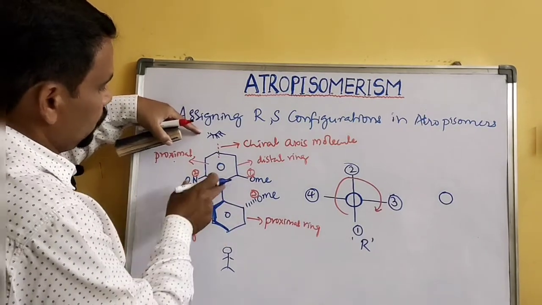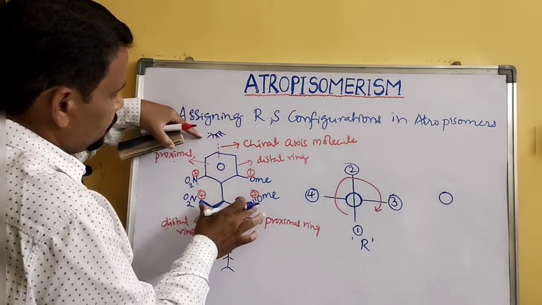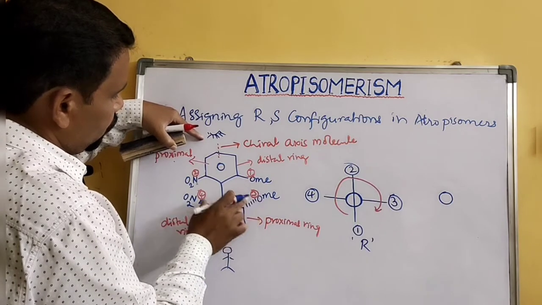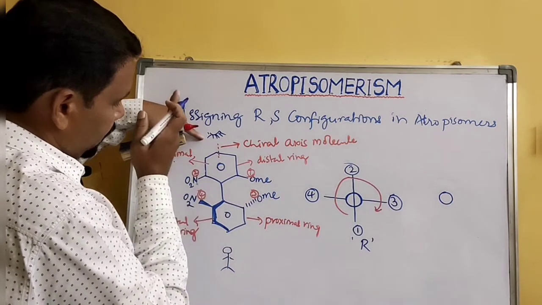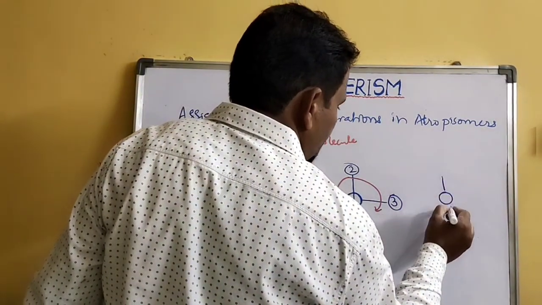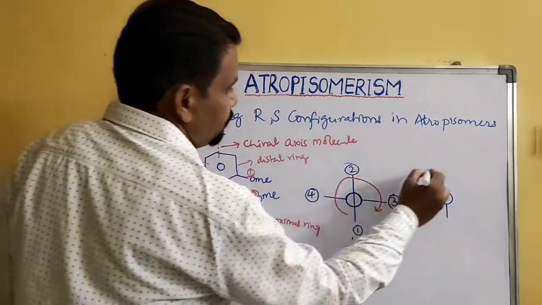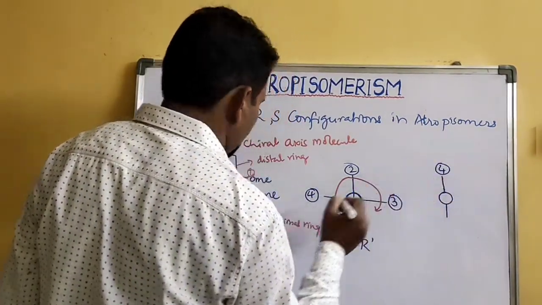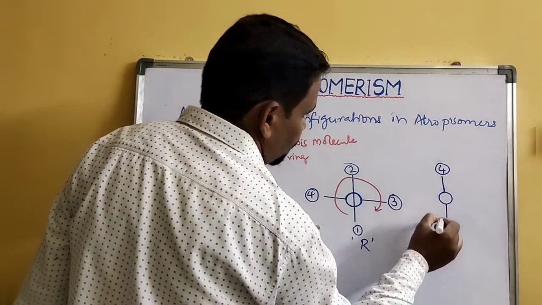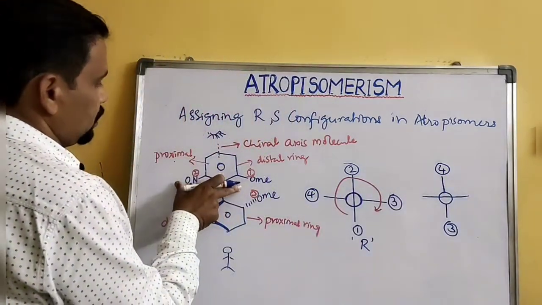Okay, so here the vertical line substitutions, this one. So 4 is upside, 3 is downside. So this is the back side. I am writing this side. NO2 is upside, fourth priority, down is 3, and the proximal ring is this horizontal.